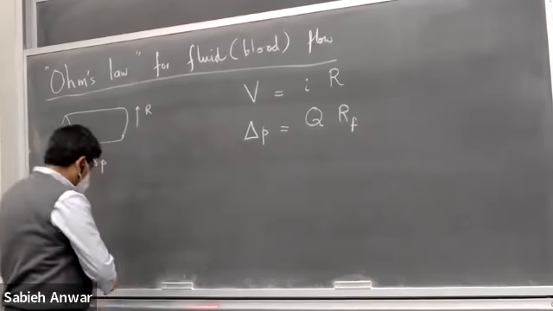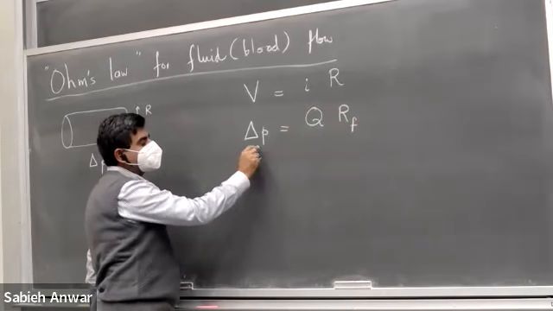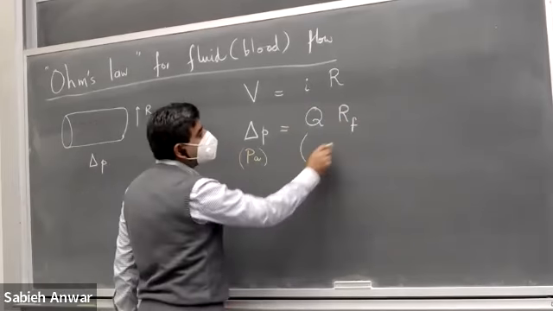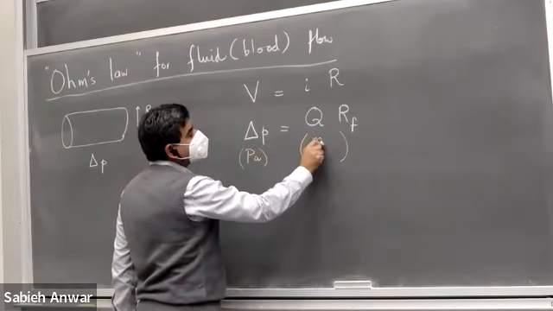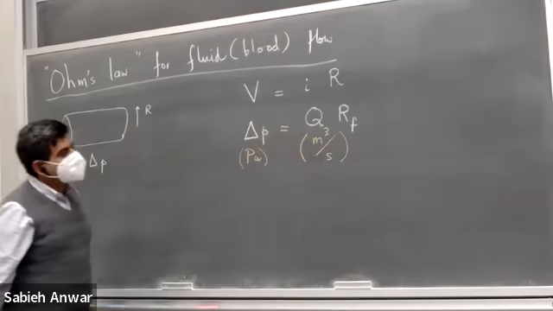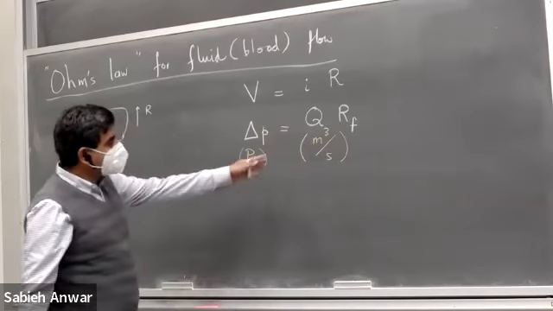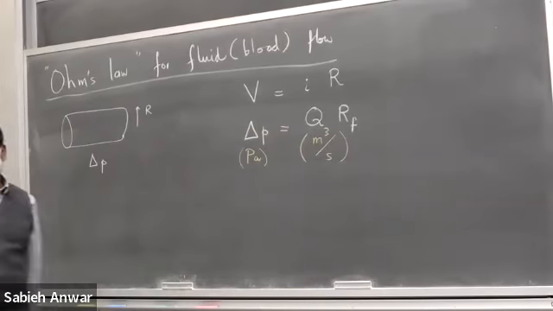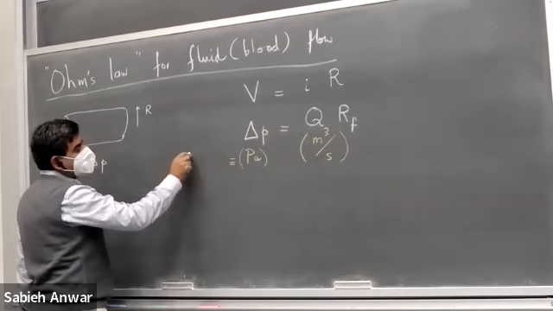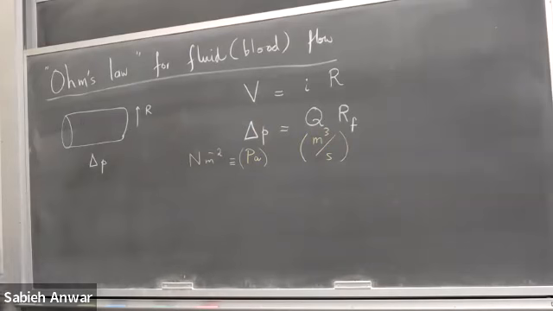Okay. And if you look at the units here, this of course is in pascals in SI units or millimeters of mercury. Q has to be in terms of some volume unit per unit time. And this resistance has to be in some units, and you can find out what the units are going to be to make this dimensionally consistent. Pascal is Newton per meter square. All right.